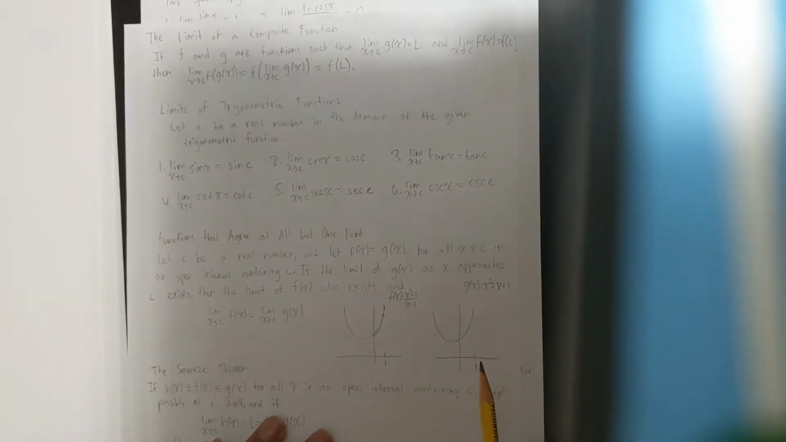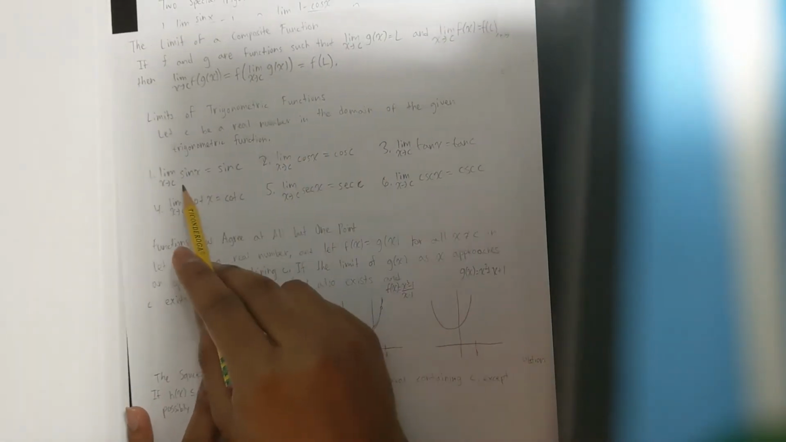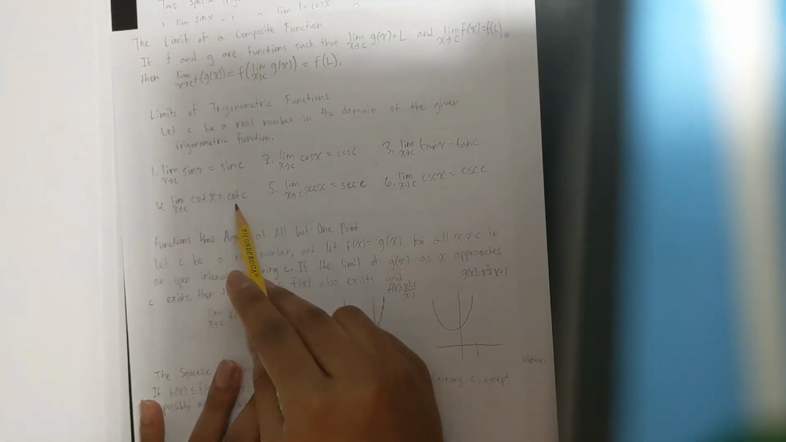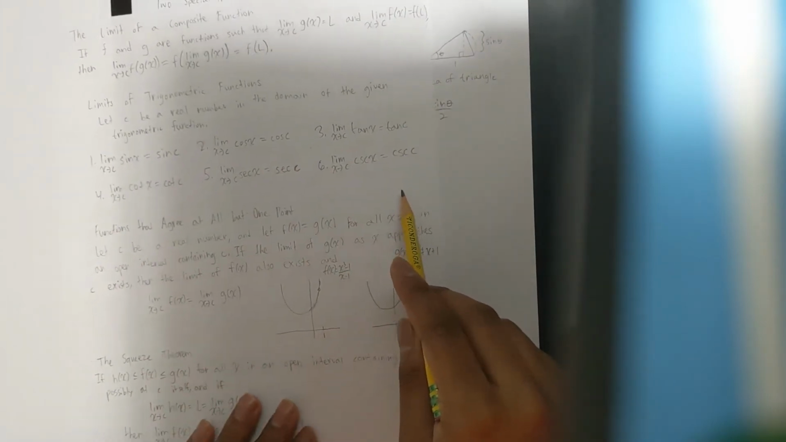Now, we're talking about the limits of trig functions. These ones are also easy. Given that it's in the domain, you literally just plug it in. So sine of c, cotangent of c, cosine of c, secant of c, tangent of c, and cosecant of c.